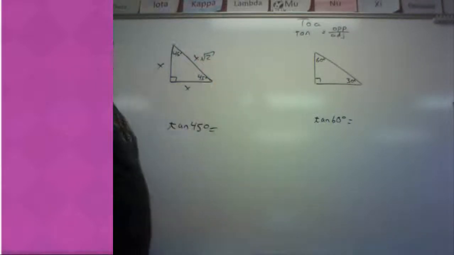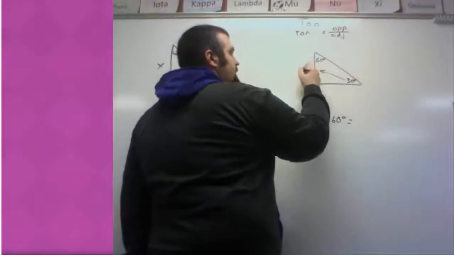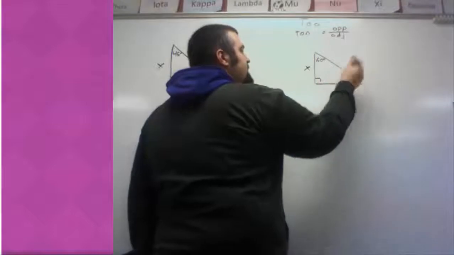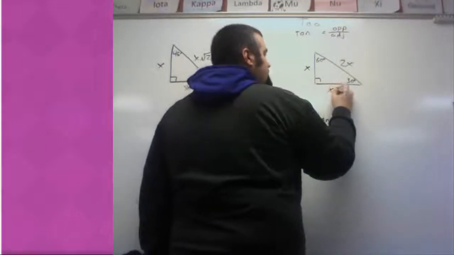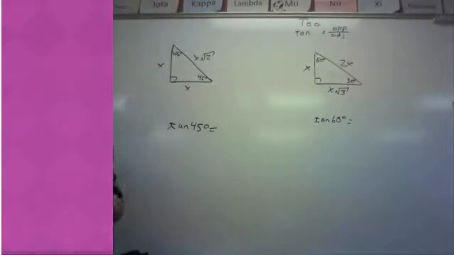Awesome. What about over there? Well, I want the shortest side to be x. Because that means then this over here is 2x. This is x square root 3. But Mr. H, I don't have numbers. What am I going to do? Don't worry. You're going to be fine.